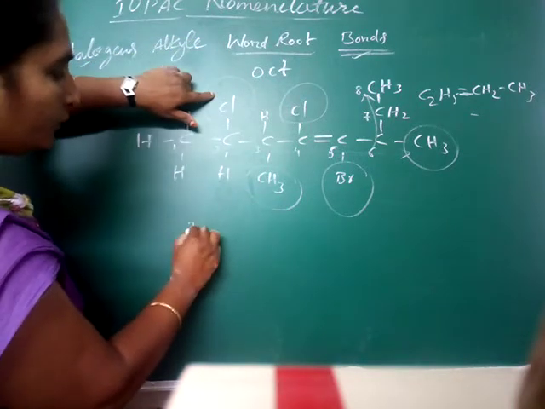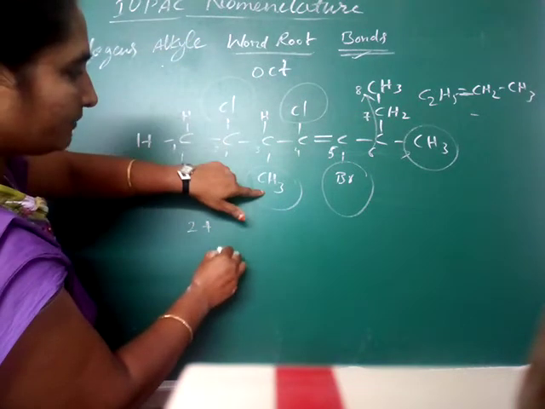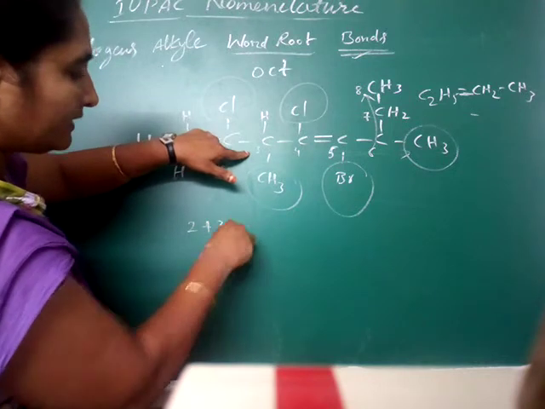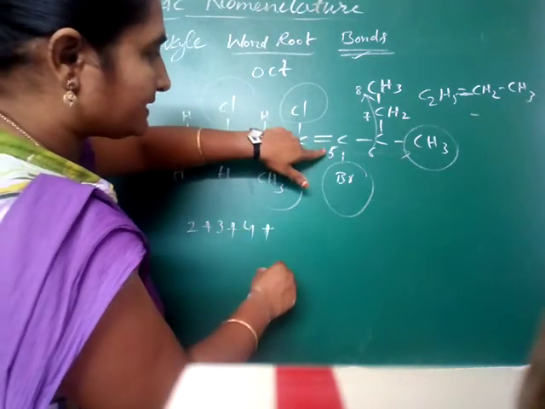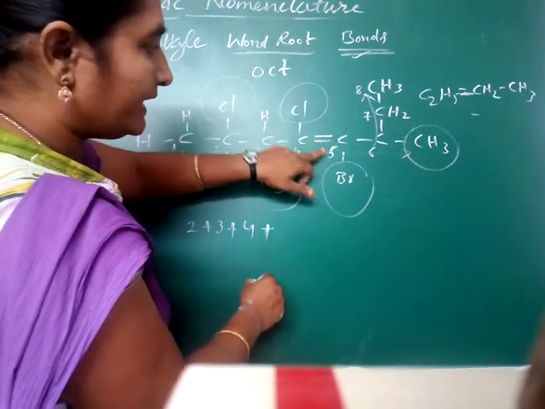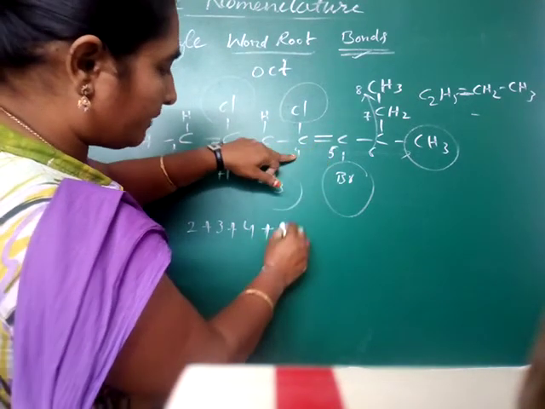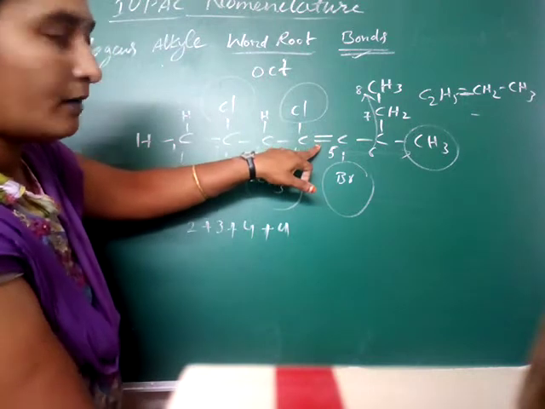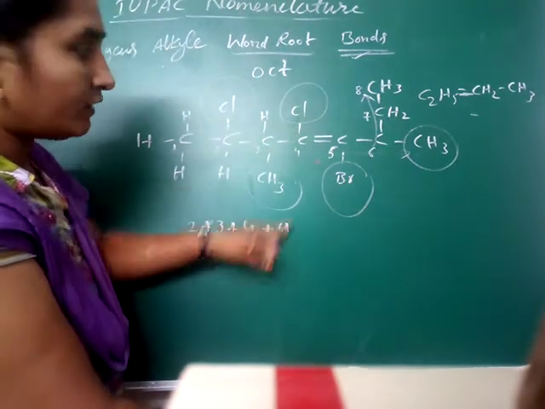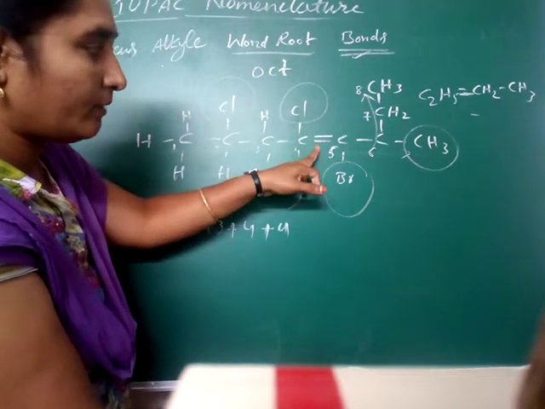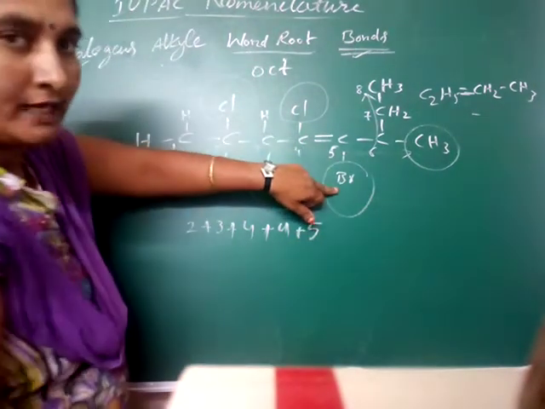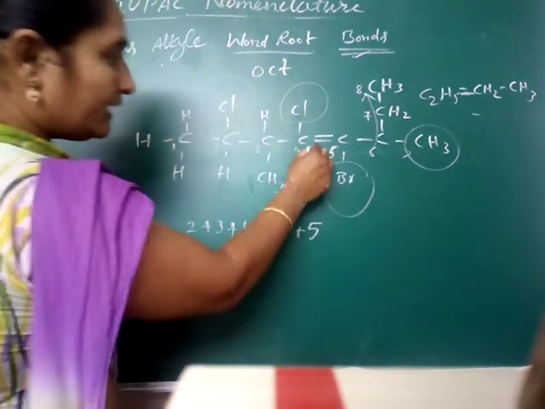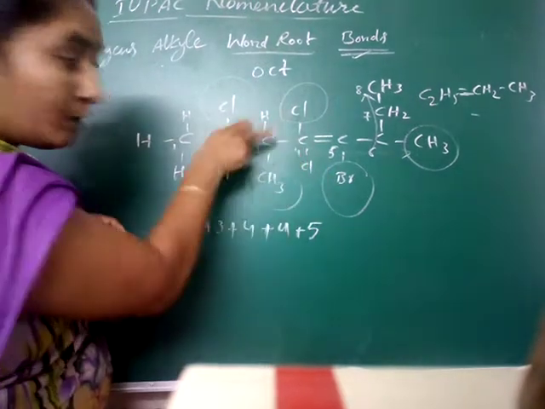This chlorine 2, plus this methyl group present on the third carbon, this chlorine present on the 4th carbon, and this double bond is present at the 4th carbon. Don't confuse here, the double bond also you have to write. On the 4th carbon the double bond is present. Again on the 5th carbon there is bromine. Suppose that here only 2 are there, you have to write 4 plus 4.